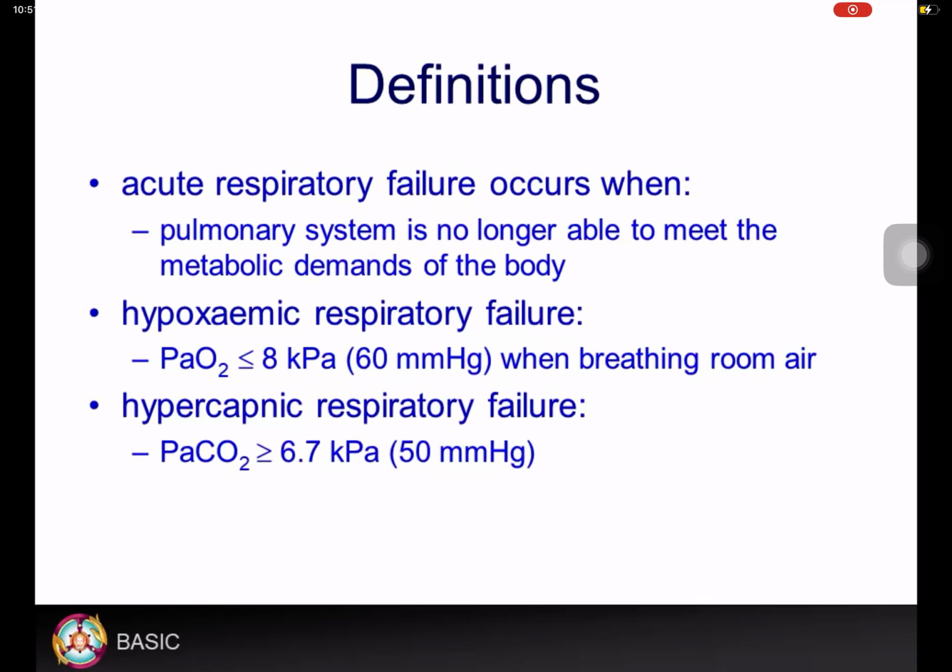Hypoxemic respiratory failure is defined as an arterial partial pressure of oxygen of less than or equal to 8 kilopascals or 60 millimeters of mercury when breathing room air, and hypercapnic respiratory failure is defined as an arterial partial pressure of carbon dioxide of more than or equal to 6.7 kilopascals or 50 millimeters of mercury.